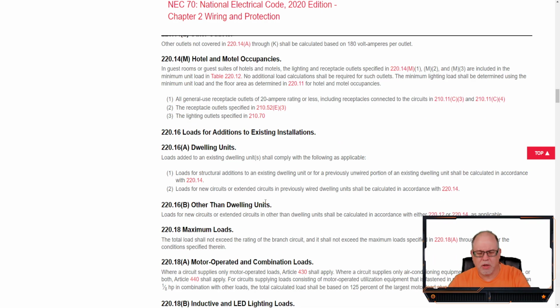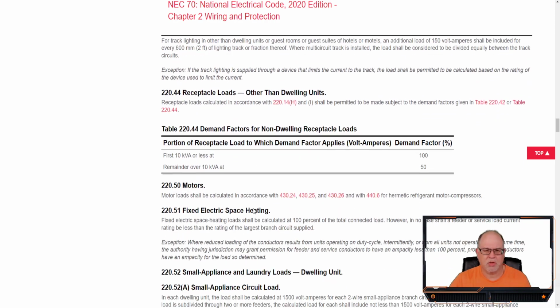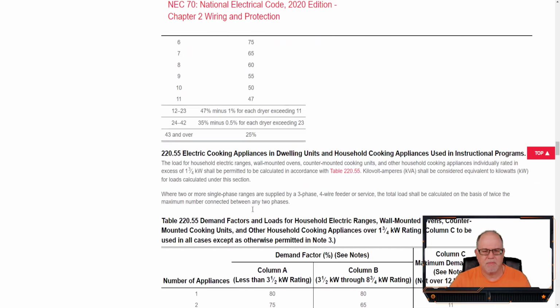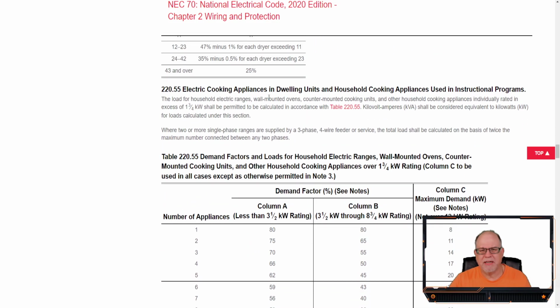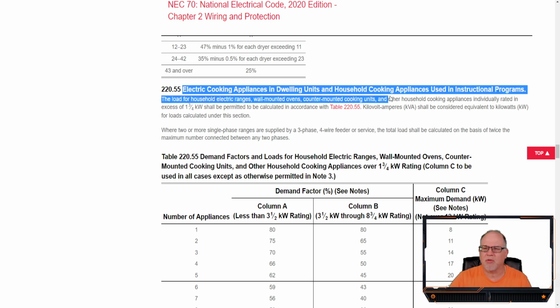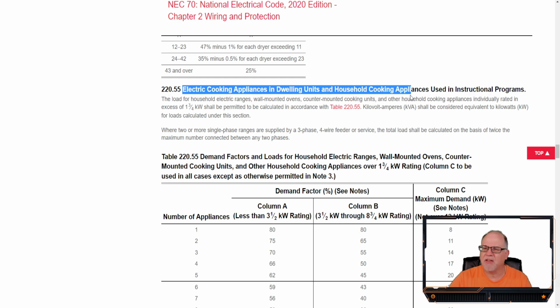And in the code, we're going to go on down to 220.55 right here. And we're going to read this code rule first, and then I'll show you how to dissect this out so you understand it a little bit better. All right, 220.55, it says, electric cooking appliances in dwelling units and household cooking appliances used in instructional programs. So that would be like a home ec class maybe at a high school or something like that for its instructional program. They typically do use household ranges for those types of applications. So that's what this table is all about.